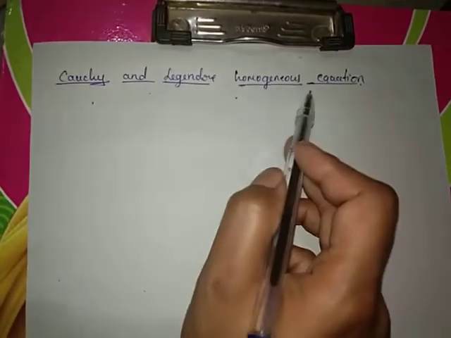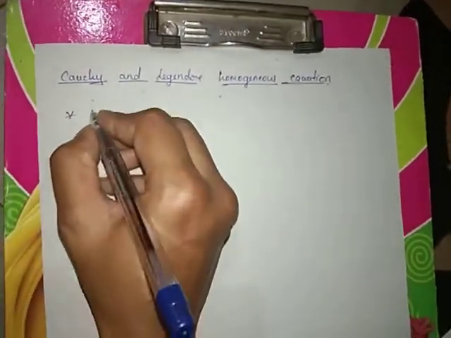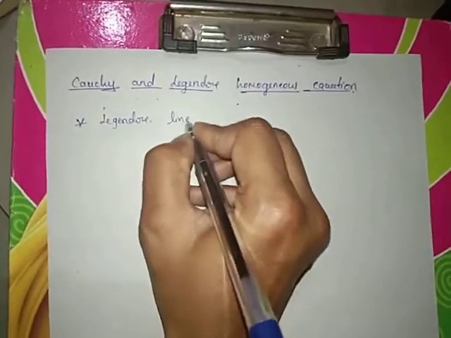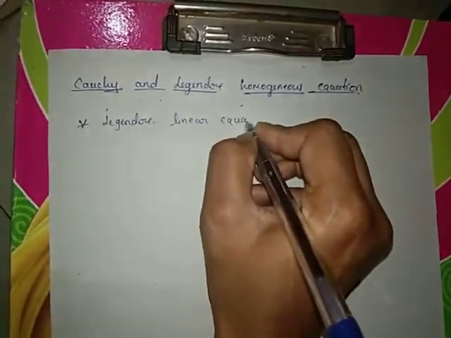Discussing the Cauchy and Legendre homogeneous equation. In that, we first move to the Legendre linear equation. So what is the Legendre linear equation?